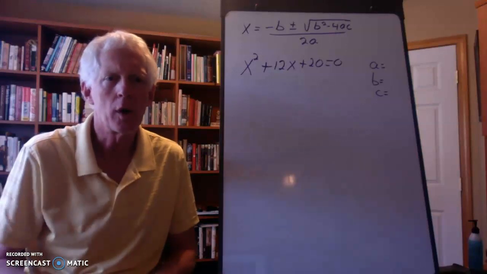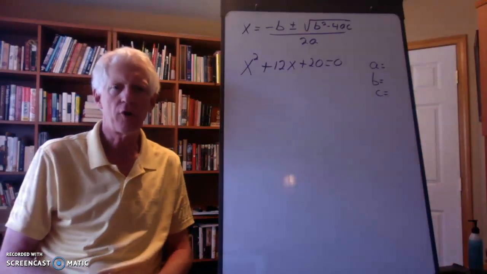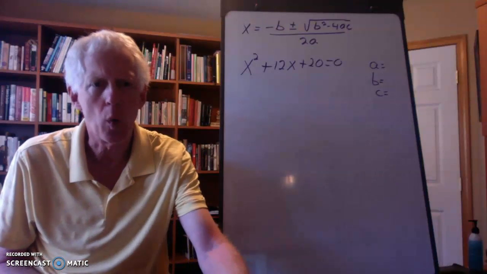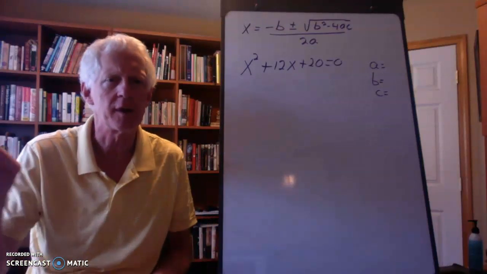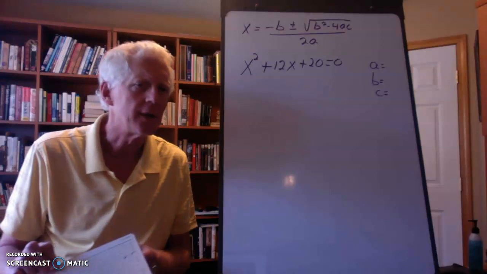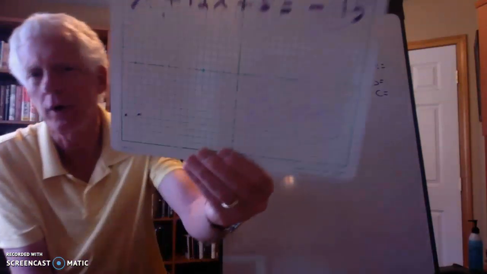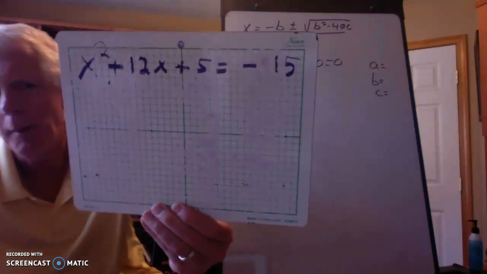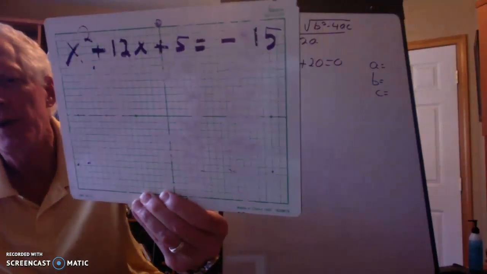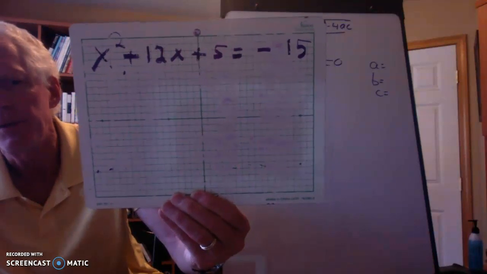All right, here we are, the quadratic equation, the quadratic formula. It's example one of probably three examples, with a couple of other things thrown in the middle. I think you can see this okay. Our first problem is this: x squared plus 12x plus 5 equals negative 15.